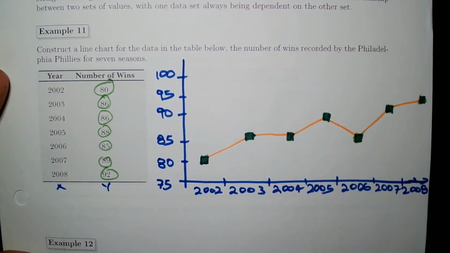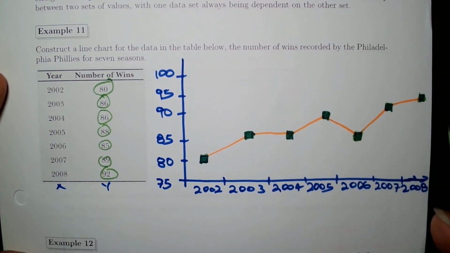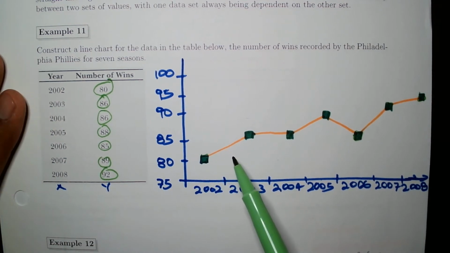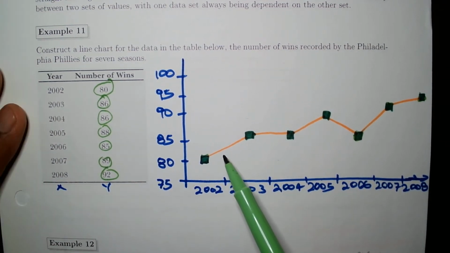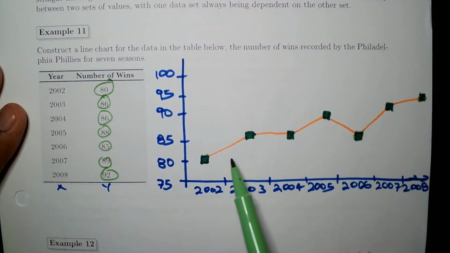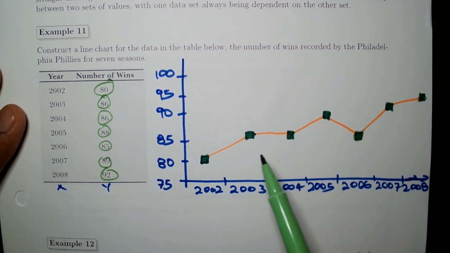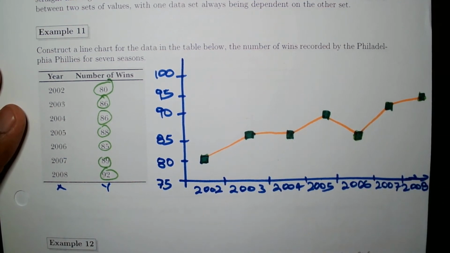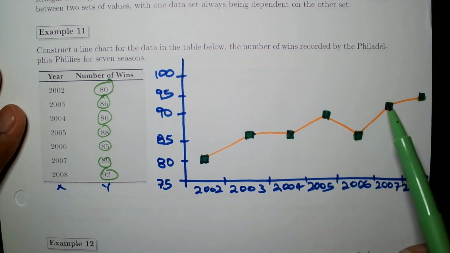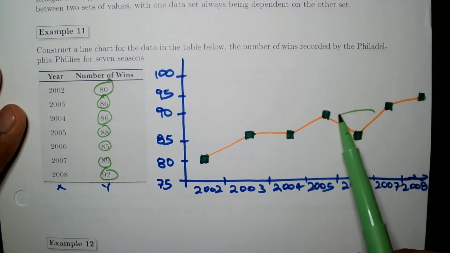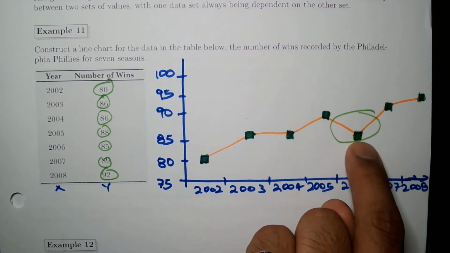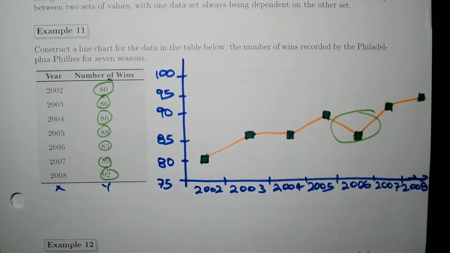So this type of graph helps whatever company is analyzing data to determine trends. Are the Phillies in this case increasing in wins over time, or are they decreasing? Well, in this case, most of the time they were going up, except for this little part right here. They went down, but then they recovered in the following year, and then they kept going up.